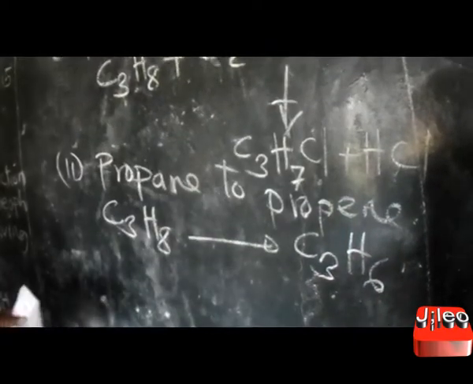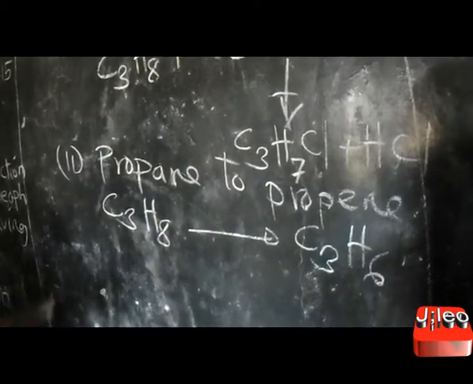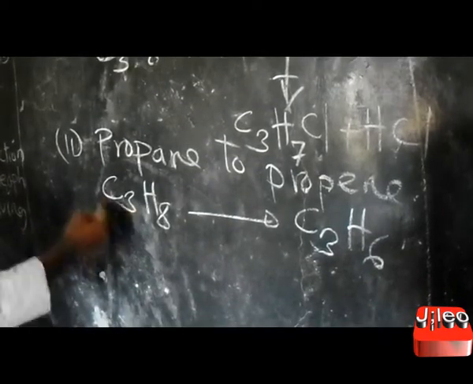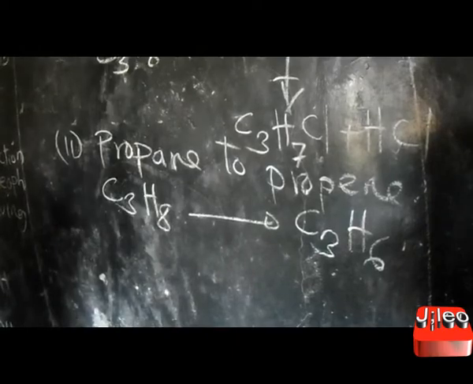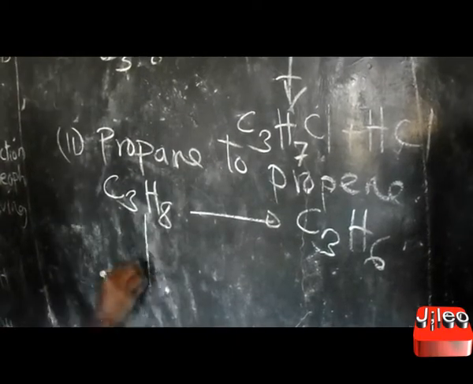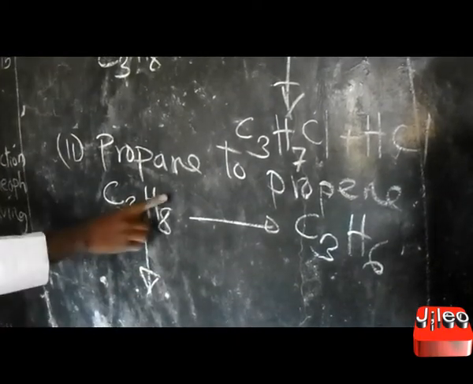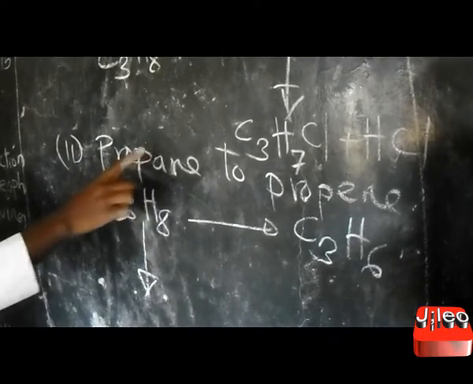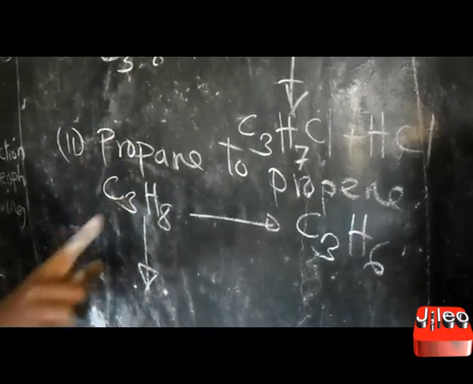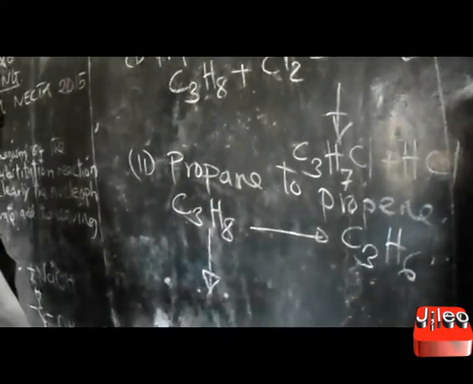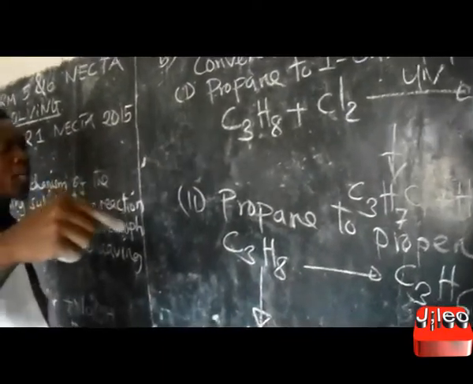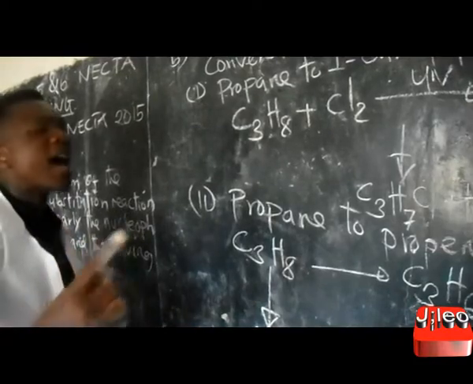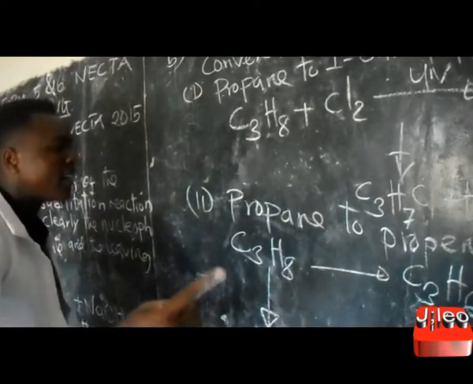It is impossible to convert this one directly to this one. We must follow two steps. The first step, we take this alkane, which is propane, then react it with chlorine and UV again. When we do this, we shall get something known as alkyl halide.